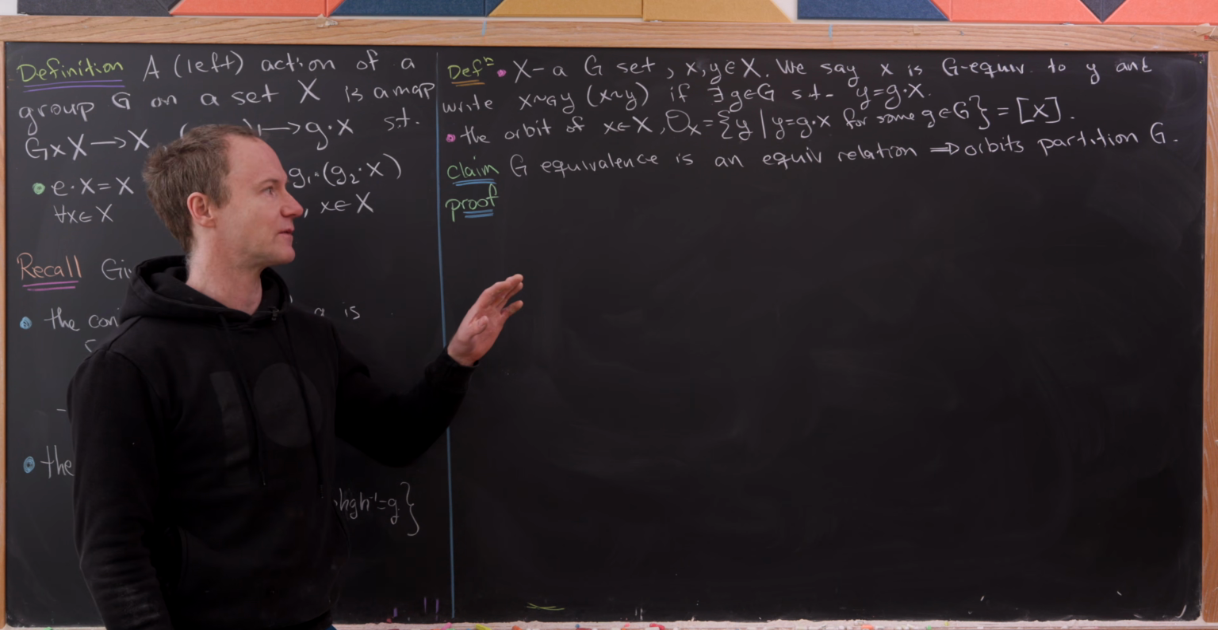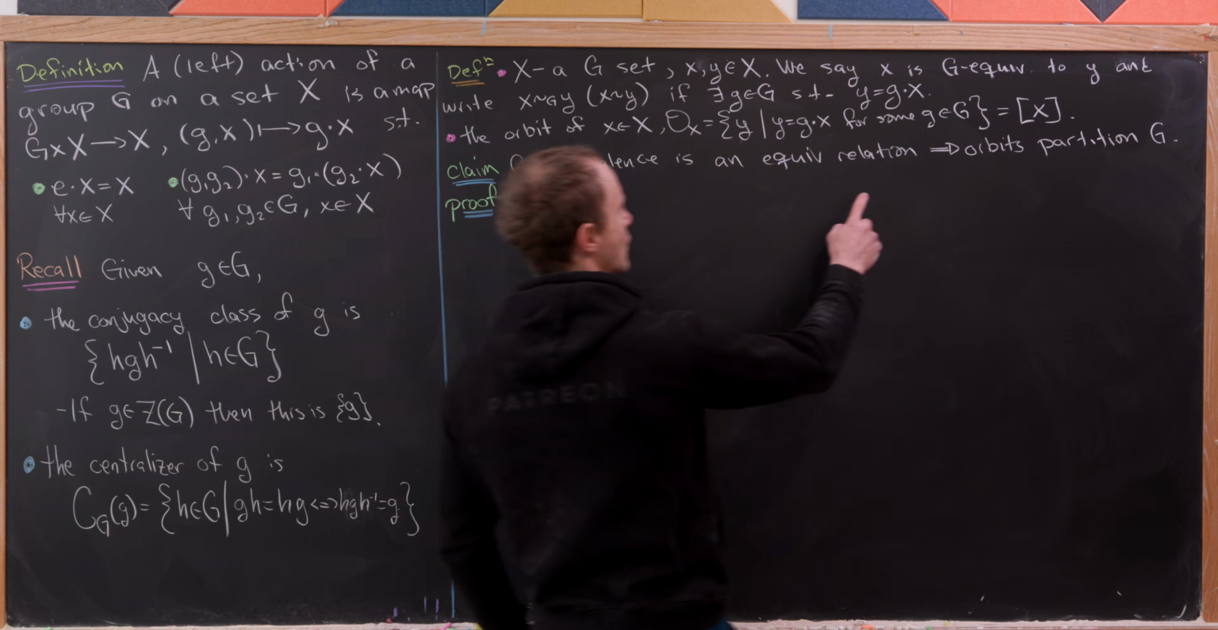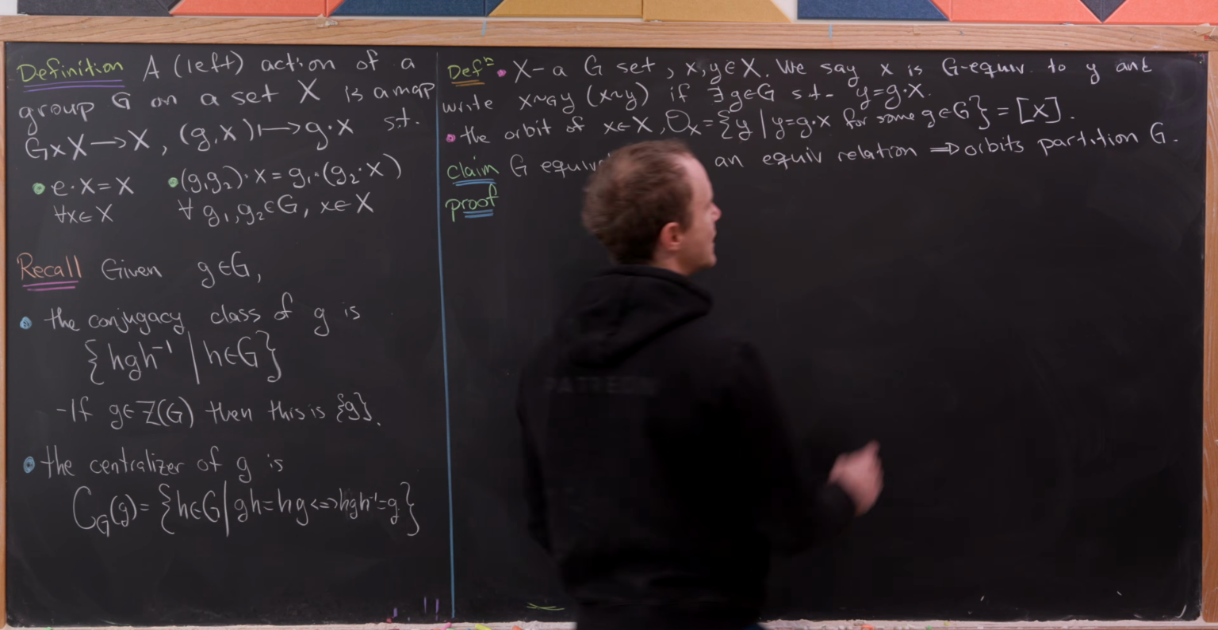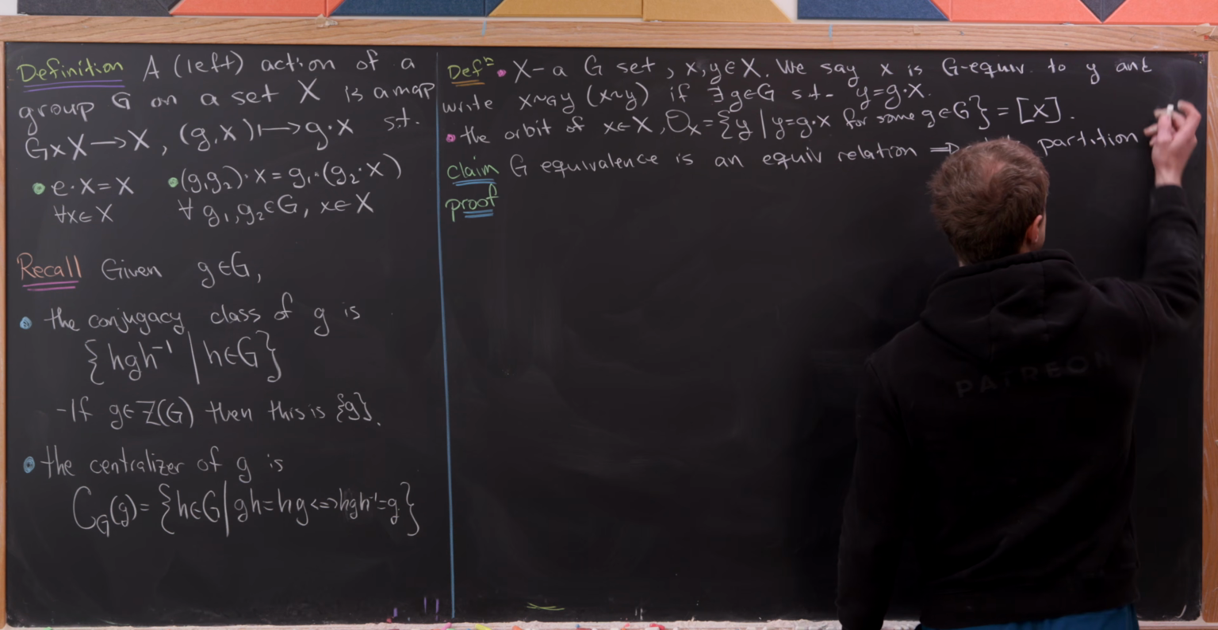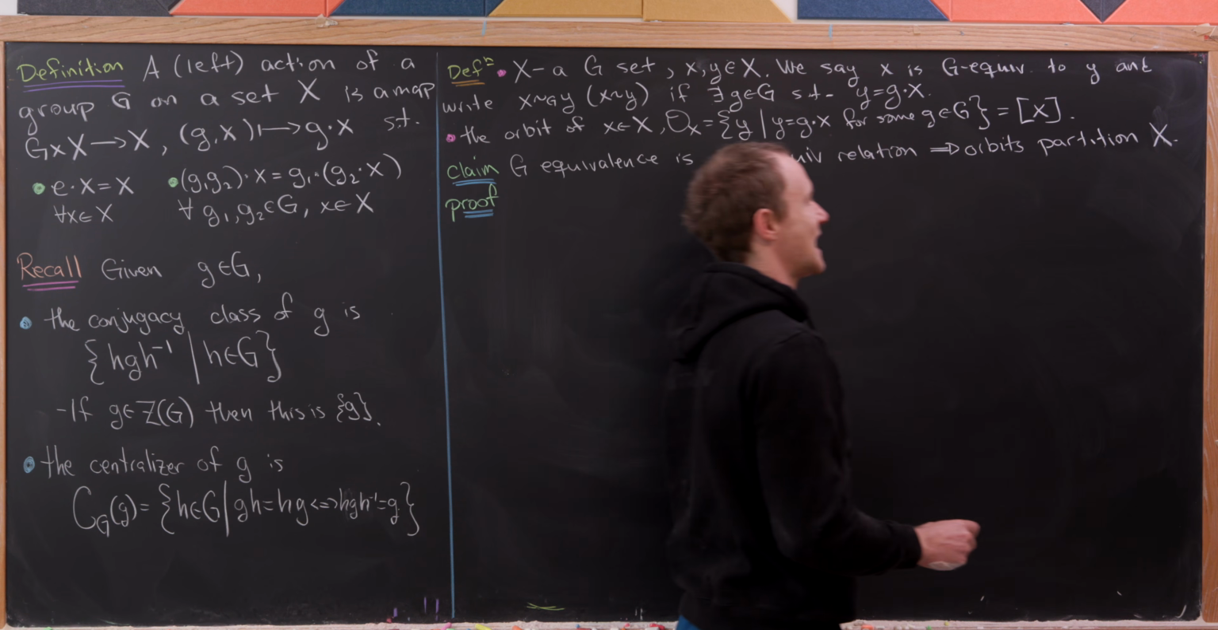But before we jump into the proof, let's notice that if we've got an equivalence relation, then we know the equivalence classes partition the set. In this case, the set is X.